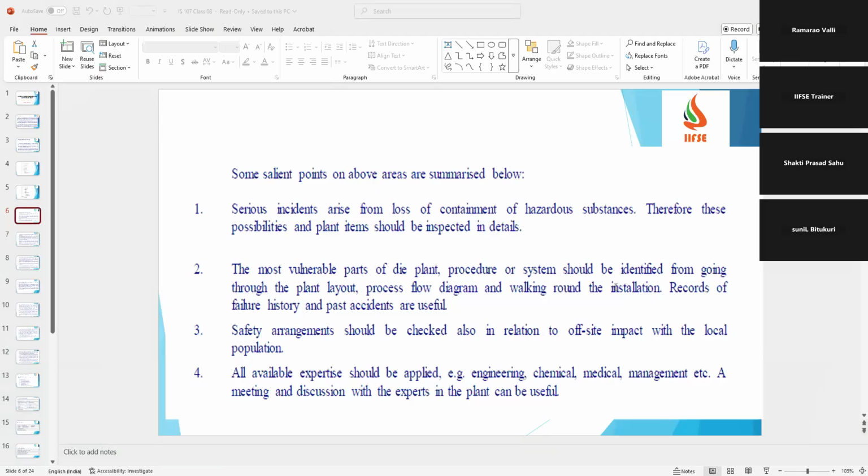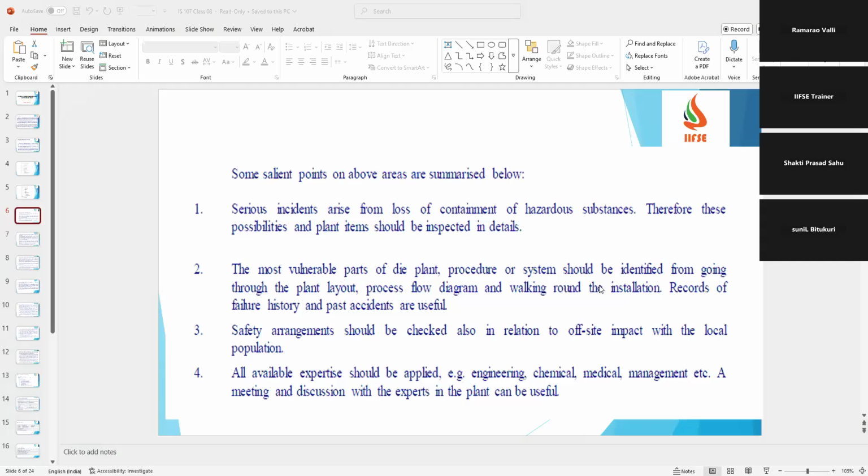The emergency is spreading outside, to the people outside. The effect is going outside when there is an emergency situation. Is there any word to tell that? There is a word, off-site emergency, sir. Off-site, perfect. Off-site emergency. Yes, Ramarao, that is what I'm expecting.